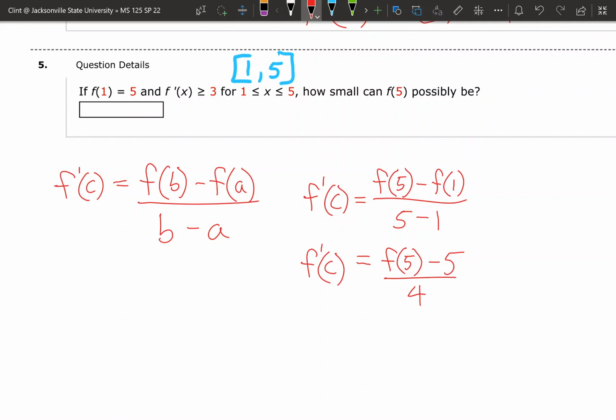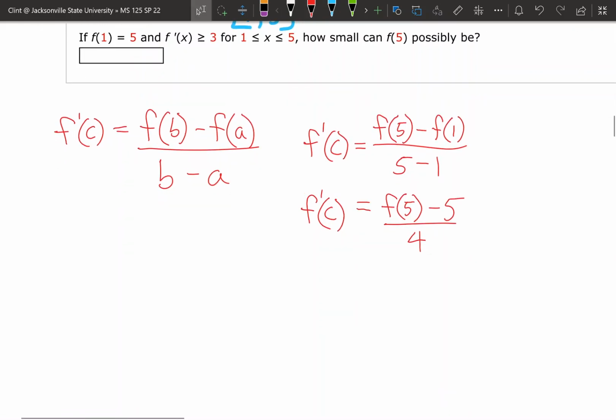No, yeah, so I see what you're thinking on that. No, because we don't know what f prime of c equals, but we know f prime of c has got to be greater than or equal to 3. Okay. So here's what we want to do. We can solve this thing for f of 5. Okay. So if we multiply both sides by 4, and then add 5, I get this.